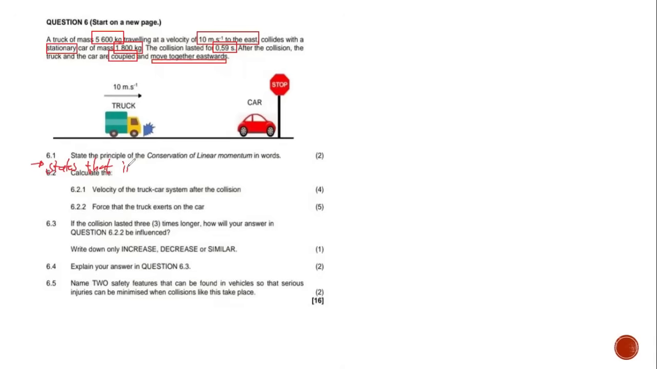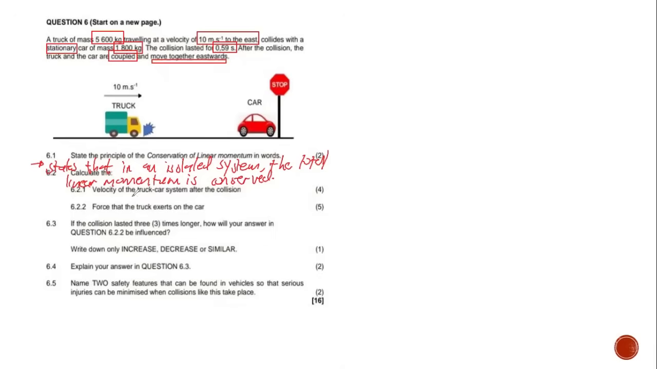Then it states that in an isolated system, the total linear momentum is conserved. The total linear momentum is conserved, or it remains constant. So that's the definition right there.